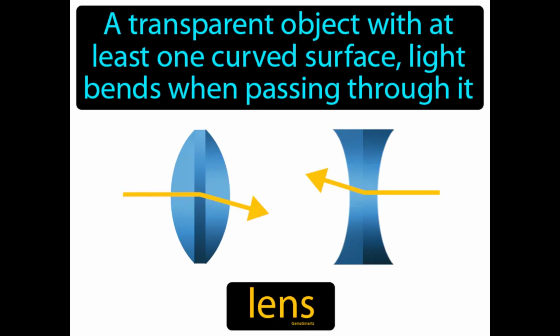A transparent object with at least one curved surface, light bends when passing through it. A lens is a tool that focuses or disperses light rays.